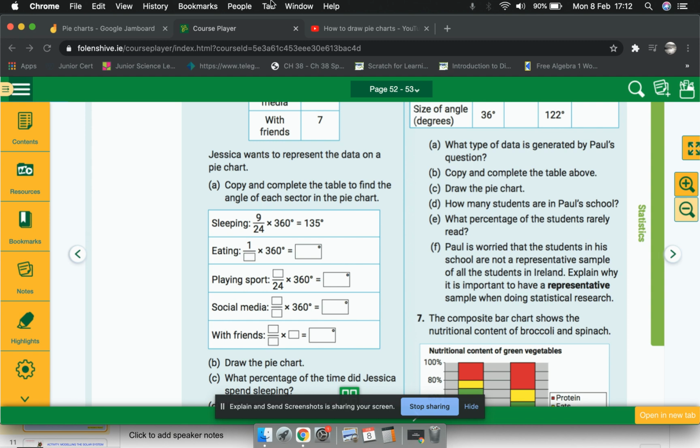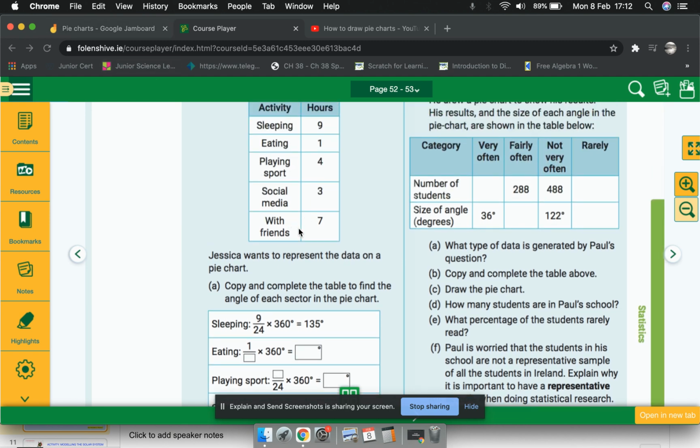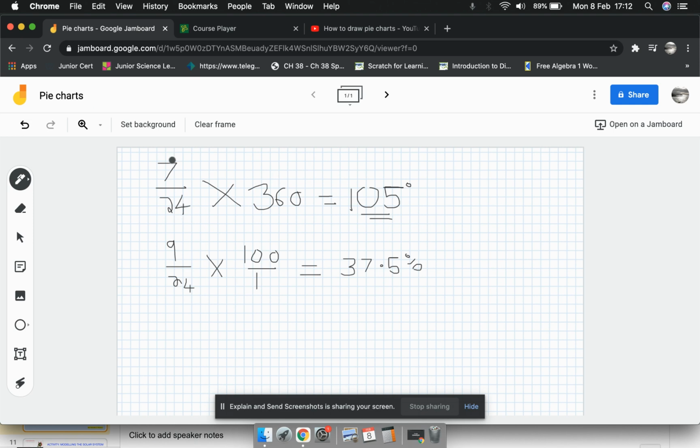Okay, I might actually do one of these with you on the whiteboard. So how about I do friends? What we have here is she has spent 7 hours with friends. I could put in what units we're working with. So what I'm working with is 7 out of 24 hours, and then the degrees of a circle, so there's 360 degrees. And we got a value of 105 degrees.